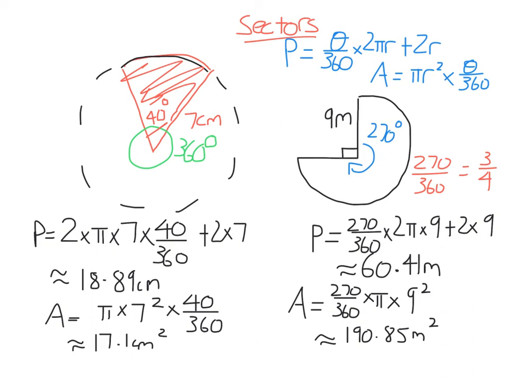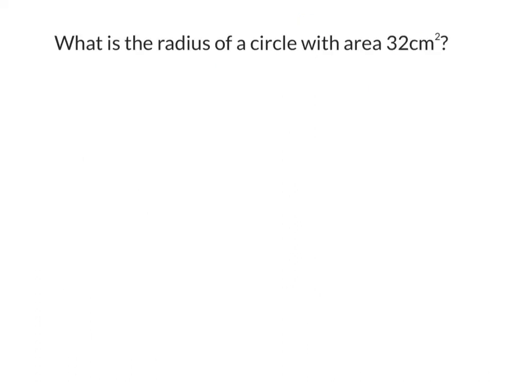All right, let's take a quick look at finding the radius if I know the area of a circle or sector. So let's look at this question here. What is the radius of a circle with area 32 centimeters squared? Well, I know the area of any circle is pi times radius squared. So I know pi times radius squared is equal to 32.